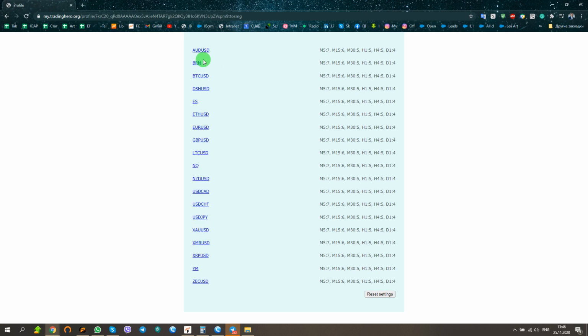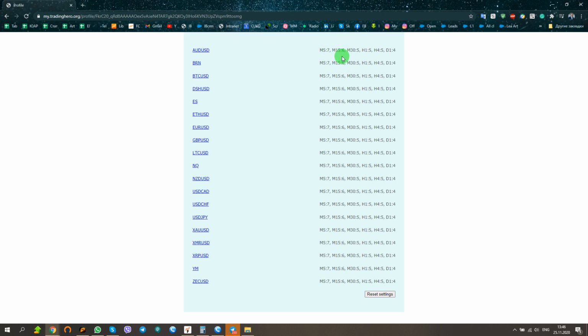Also we can see Brent oil, gold, and some major cryptocurrencies like Bitcoin, Dash, Ethereum, Litecoin, and others. And also we can see 3 main indices: NASDAQ, S&P 500, and Dow Jones. On the right we can see the time frames that are supported by this bot, and the number of candles at which we will receive the signal when this number of candles is generated.